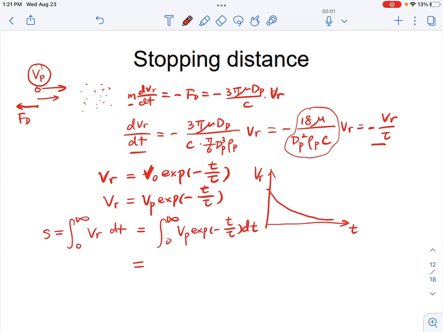So further, the integral of the exponential term, you find, is tau exponential of minus t over tau. And so basically it's going to be this term.